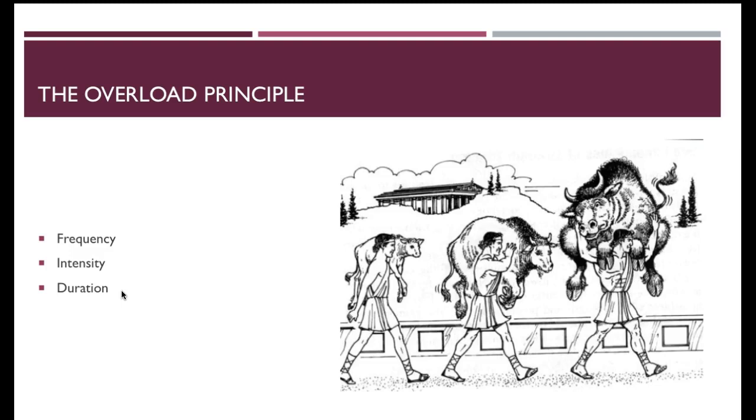So we can manipulate each of these parameters to control how we apply this overload principle, if we're more in a strength and conditioning setting, to control how we train our athletes. And if we're in more of the rehabilitation setting, such as a physical therapist or athletic trainer, then we can modify the exercises with these parameters so that we can slowly return an athlete back to play.